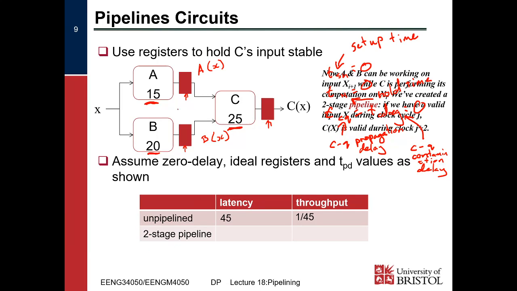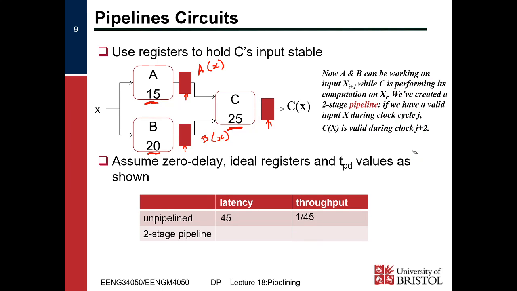However, with a two-stage pipeline, which is what we've got here, I'm just going to remove these momentarily, so that you can see this. We've created something called a two-stage pipeline because we put data in on clock cycle I, and data becomes available on clock cycle I plus 2. Data becomes available here at clock cycle I plus 1, right? So this is a two-stage pipeline. One stage, two stage. Stage 1, stage 2. Right, so this is a two-stage pipeline.